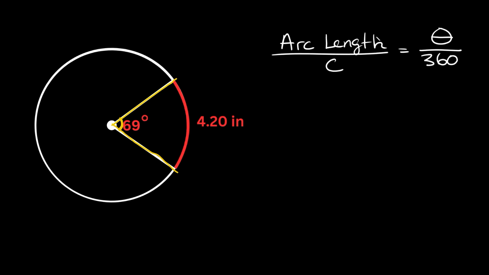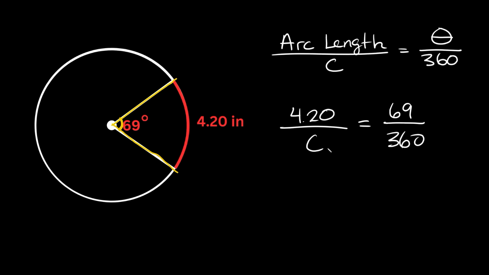The first thing we can do is plug in the arc length, which here is given as 4.20 inches, so we can say 4.20 over C, which is the circumference, which we don't know. That's what we're looking for, so we're going to say C is equal to theta. Again, this is the central angle that opens up to the arc that we just plugged in. This central angle right here is 69 degrees. So we're going to put 69 right there, and that's over 360.